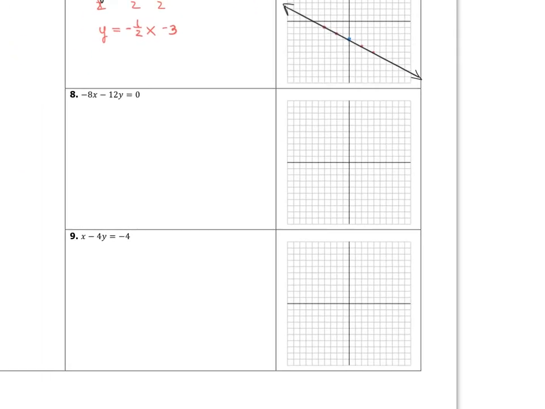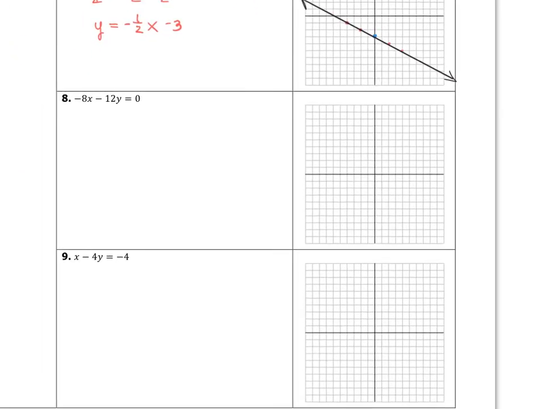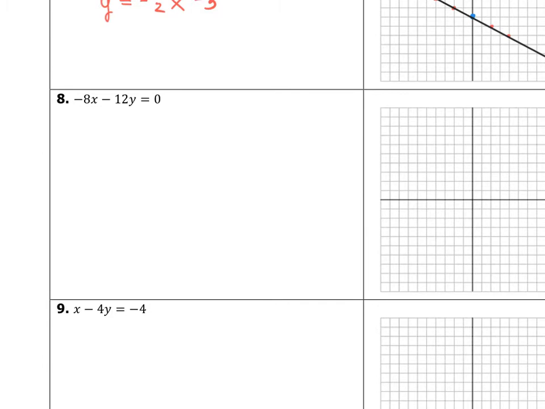All right, a couple more examples. Number 8, negative 8x minus 12y equals 0. This time notice that the x term is negative. So in all the other problems I've been subtracting ax from both sides. Well, this time I need to add 8x to both sides because that's the opposite of having a minus 8x. So I'm going to do that on the left and on the right.